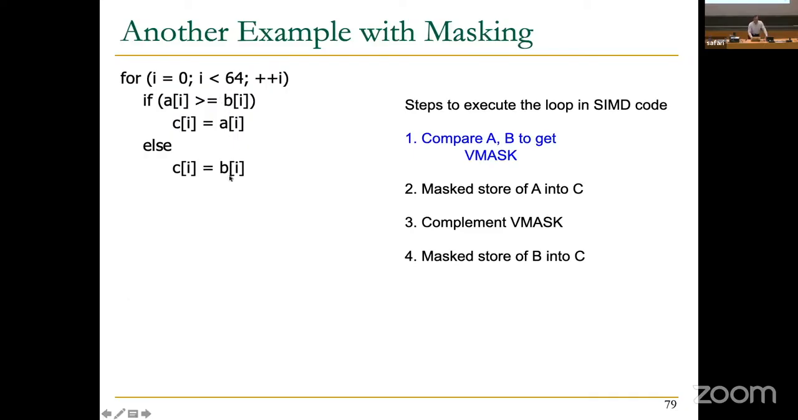This is actually more sophisticated, but I won't give you the code. You can write the code. And this is again vectorizable. But now we're checking if A[i] is greater than B[i]. If that's the case, we set C[i] to be A[i]. Otherwise, we set C[i] to be B[i].